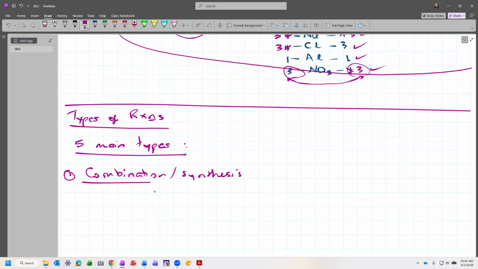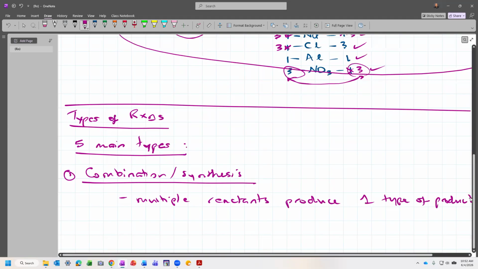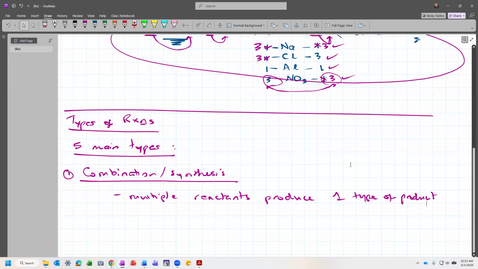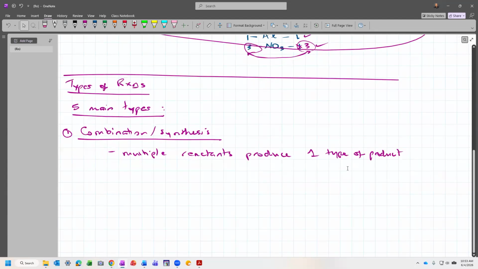Okay, so in a combination or a synthesis reaction, what we have is multiple, meaning more than one, reactants combined together to produce one type of product. Okay, so in all of the examples that I'm going to take a look at and kind of use to show you, I'm not going to balance the equations. That's not the point of this section. It's just to show you the different types.